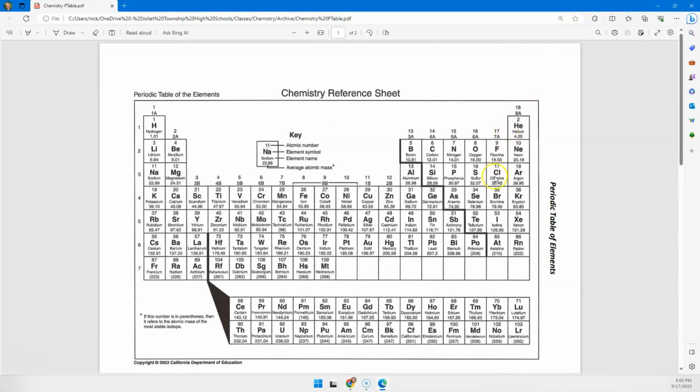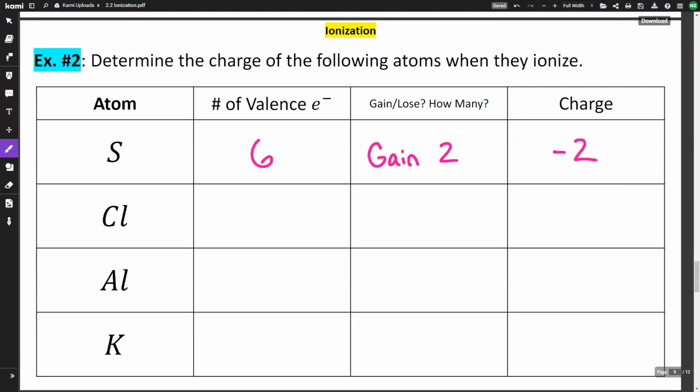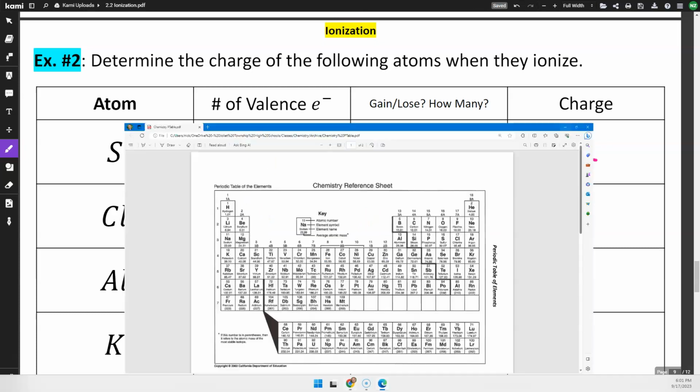Let's look at chlorine. Chlorine is in group 7A. It has 7 valence electrons. It only needs to gain 1 to get to 8. If I gain 1 electron, I'm going to have a charge of -1. I now have 1 more electron than protons.